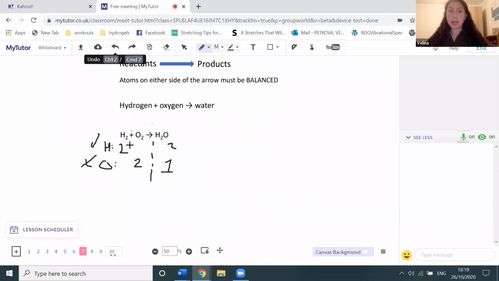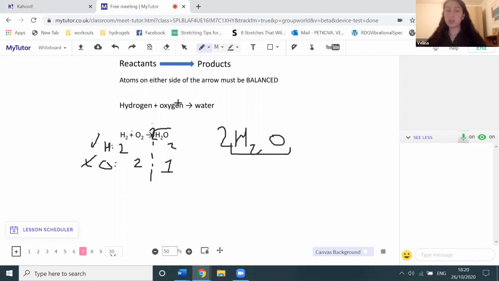The way we do this is we put a number at the front of the compound. It's really important because you're not changing the composition of your compound. It's still going to be H2O, but you do need to get 2 oxygens. So therefore, you need 2 of these compounds to make sure you balance this equation. So we're going to put our 2 in front of here.